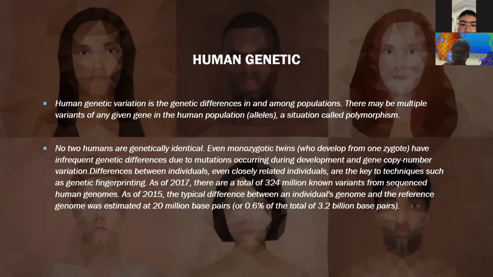Differences between individuals, even closely related individuals, are the key to techniques such as genetic fingerprinting. As of 2017, there are a total of 324 million known variants from sequenced human genomes. As of 2015, the typical difference between an individual genome and the reference genome was estimated at 20 million base pairs, or 0.6% of the total 3.2 billion base pairs.